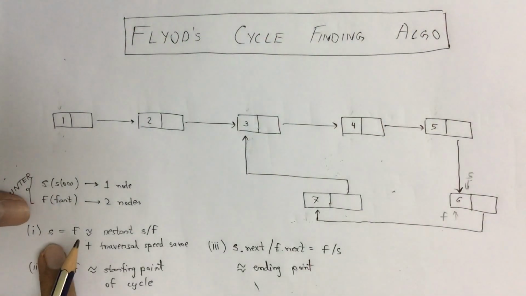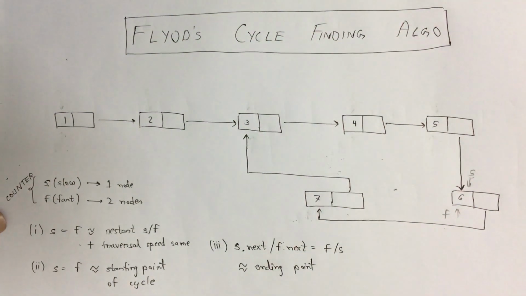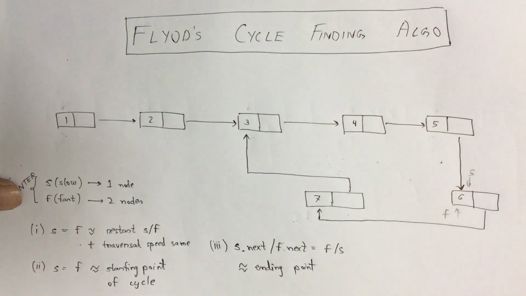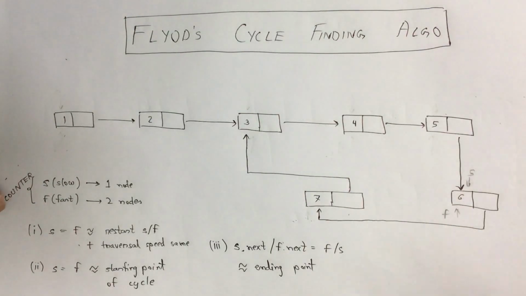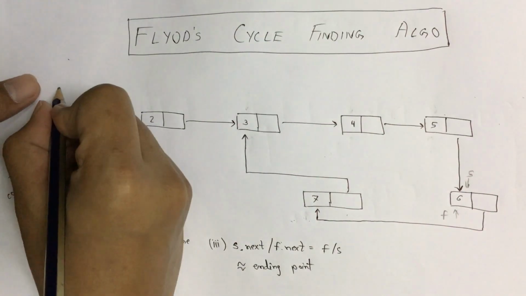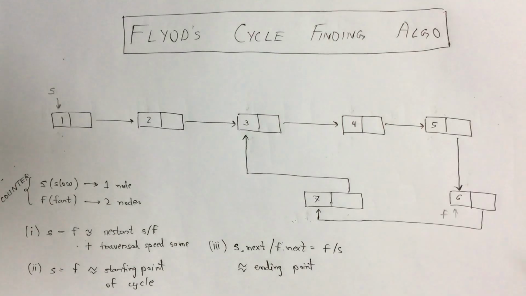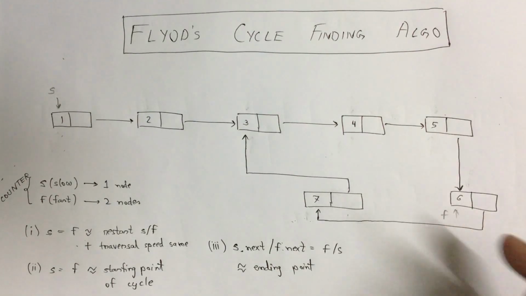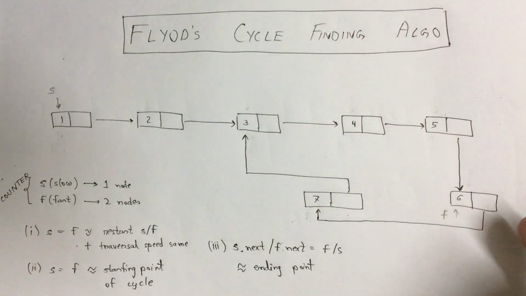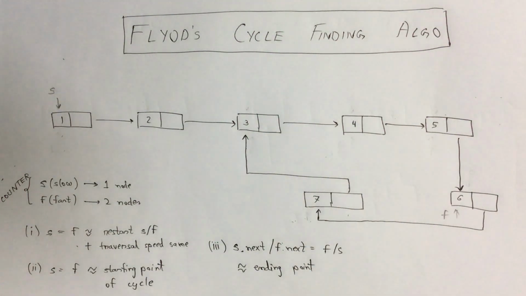So as you can see, we have the slow counter equaling the fast counter. So at this point, you can take either the slow counter or the fast counter and take it to the first node. So I'm going to take the slow counter here. And while you do that, you're going to have to change the pace of the fast counter to just 1. From now on it's going to traverse just one node at a time instead of 2.